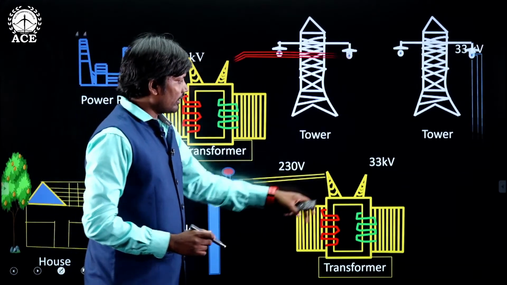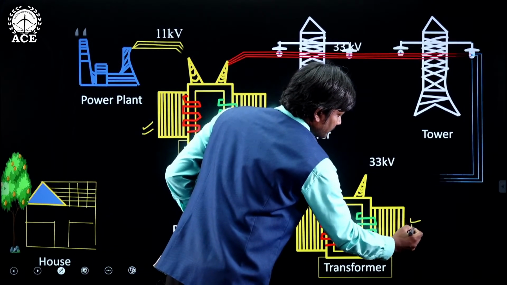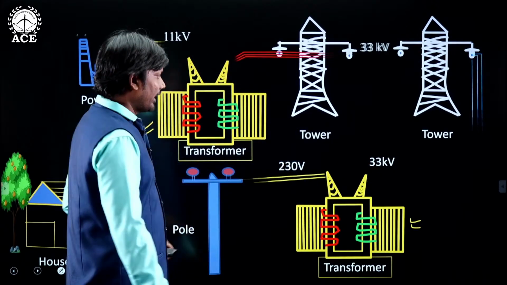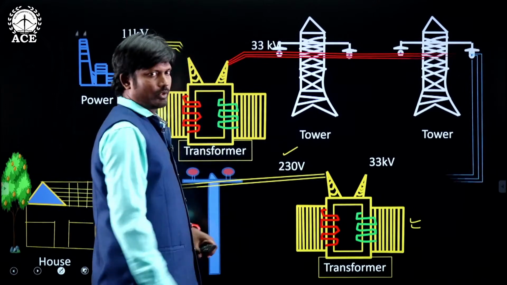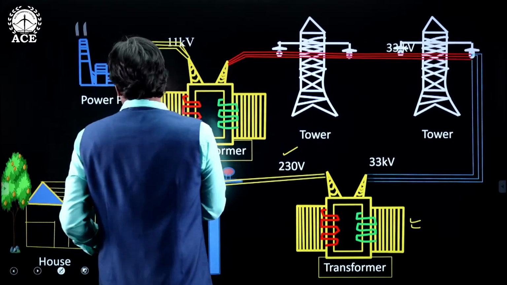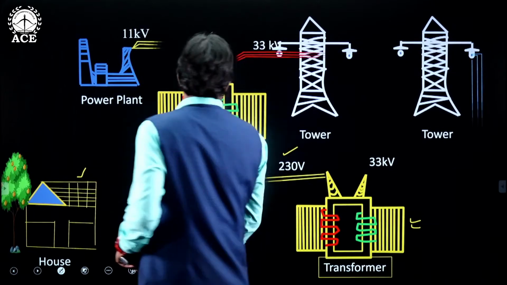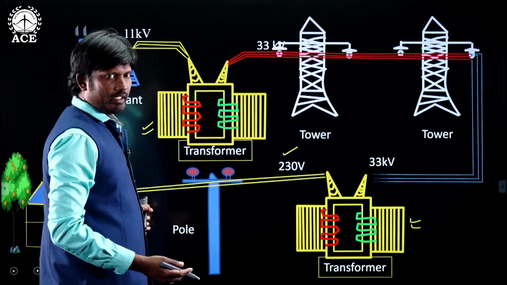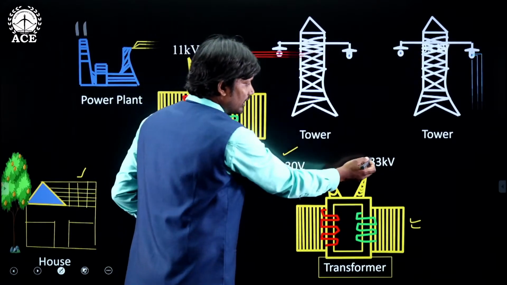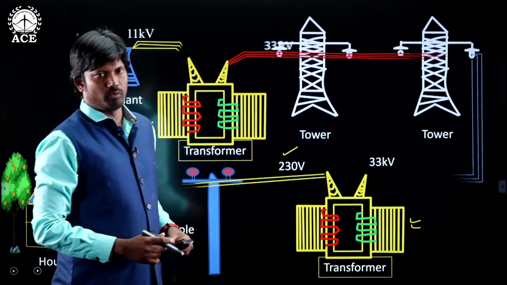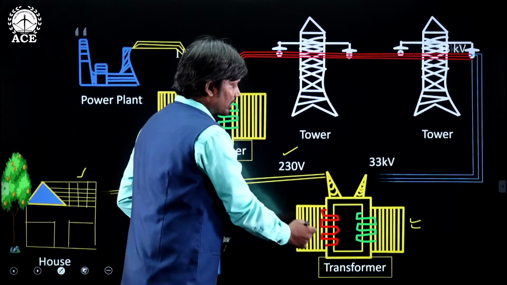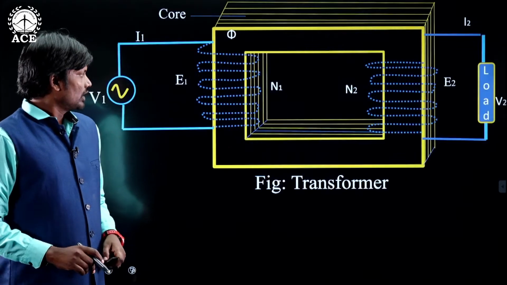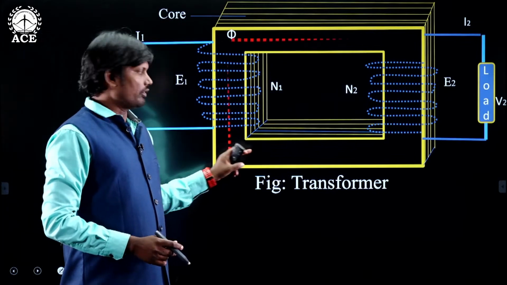Now see here, there is another transformer. The primary side of this transformer is 33 kV and the secondary side is 230 volts, and this 230 volts is directly connected to this house. Here the power is transferred from this side to this side with the change in voltage from 33 kV to 230 volts. This type of transformer is called a step down transformer.